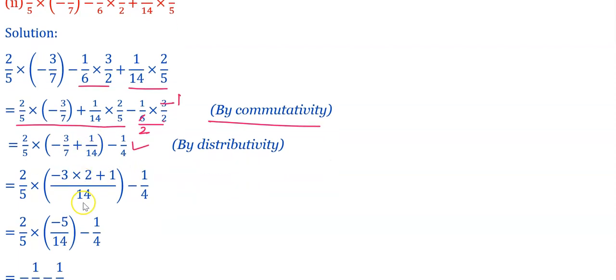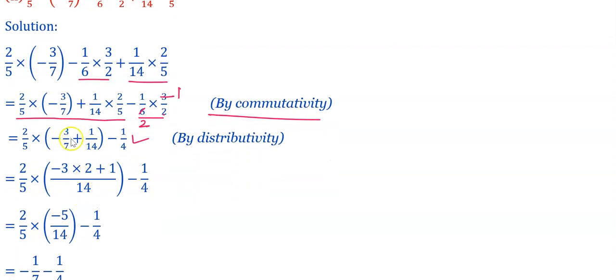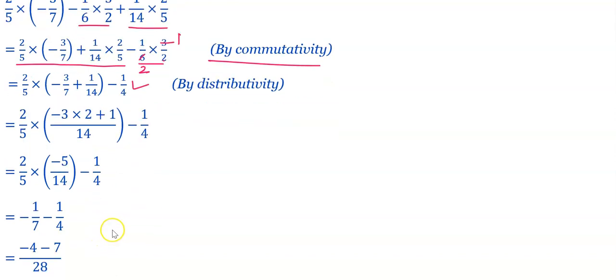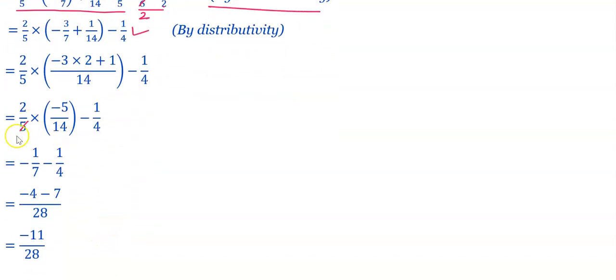Again the simplification here. Multiply numerator and denominator by 2. Then for the denominator you will get 14. That is minus 3 into 2 plus 1 upon 14. Therefore 2 by 5 into minus 6 plus 1. You will get minus 5 upon 14, and lastly minus 1 by 4. Again the simplification: here this 5 and 5 will get cancelled. 2 1s are 2 and 2 7s are 14. Here you will get minus 1 upon 7 and minus 1 by 4.